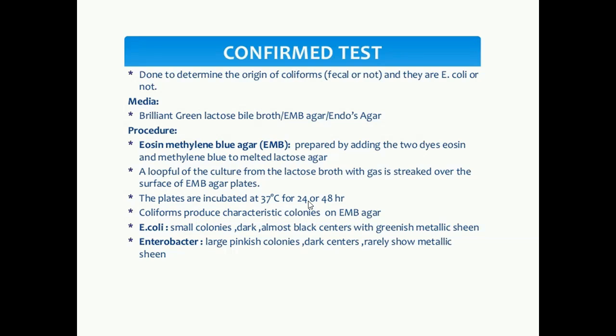Coliforms produce characteristic colonies on EMB agar. E. coli produces small colonies, dark, almost black center with greenish metallic sheen. Enterobacter produces large pinkish colonies, dark center, rarely shows metallic sheen.